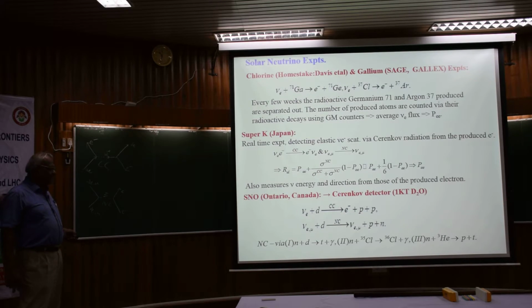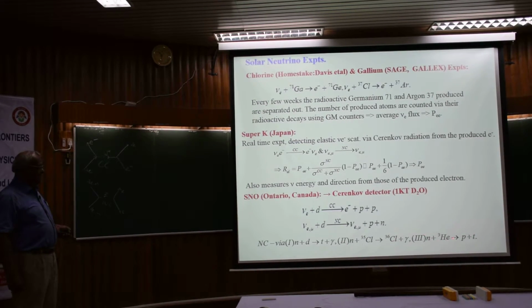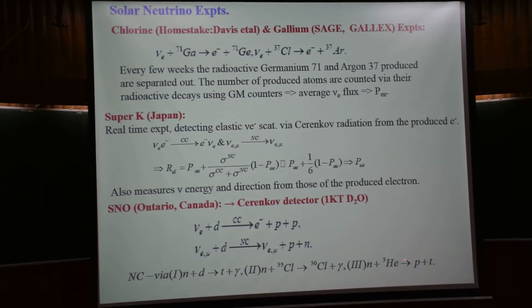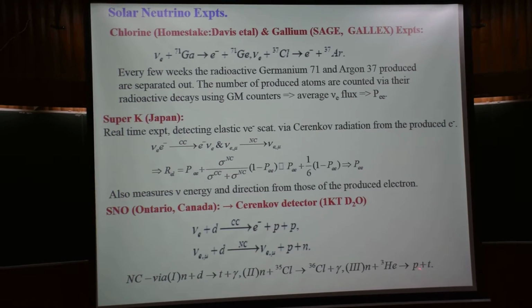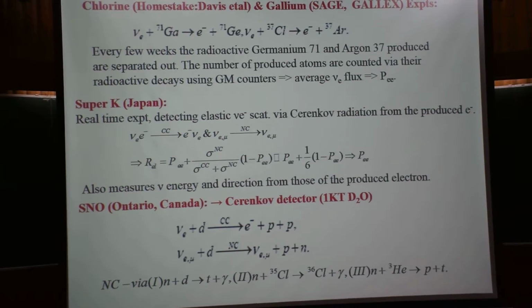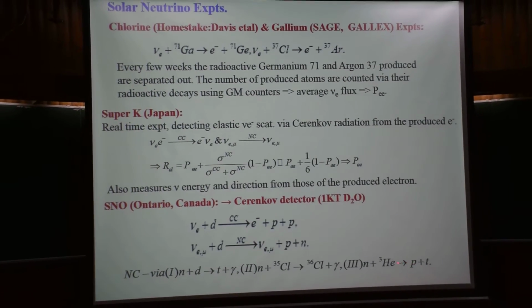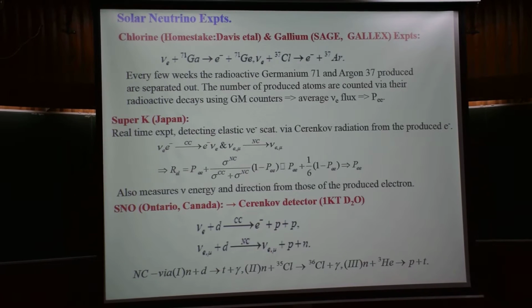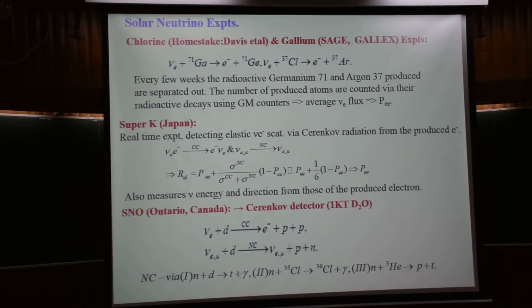In the third phase, they introduced helium-3 gas filled tubes into the D2O tank. Then the neutron interacts with helium-3 and gives you proton and tritium, and that is inside the gas filled tube, and there are counters to detect it. Thereby the neutral current and charge current are completely separated.